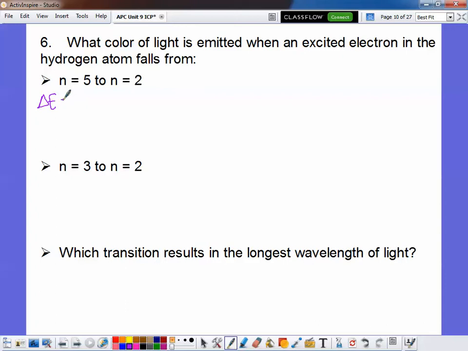So, delta E equals negative 2.178 times 10 to the negative 18 joules. Remember, do not memorize this. Times 1 over n final squared. What is n final? 2, so 2 squared, minus 1 over n initial squared. What's n initial? 5 squared.